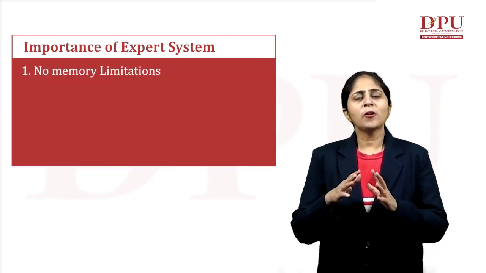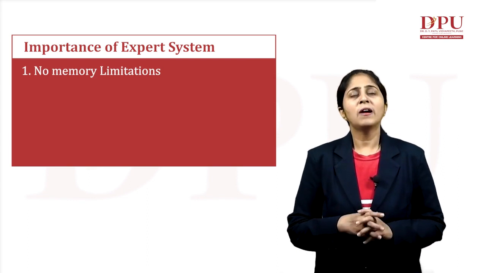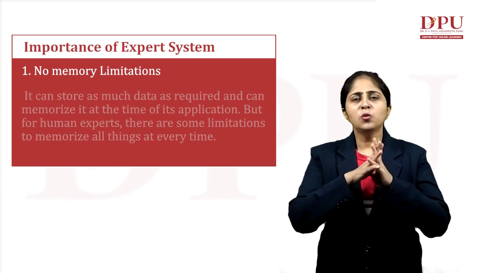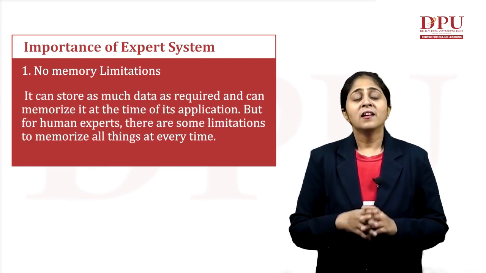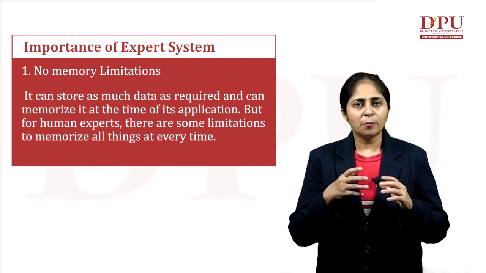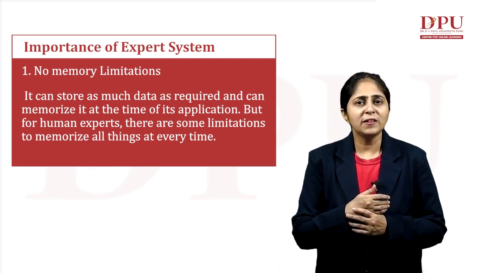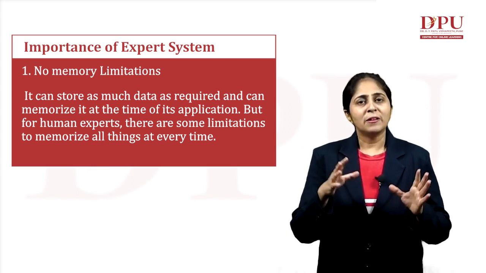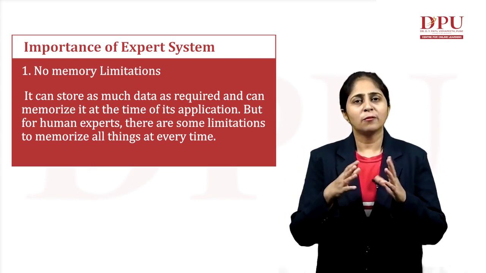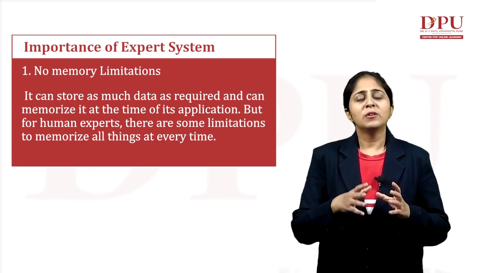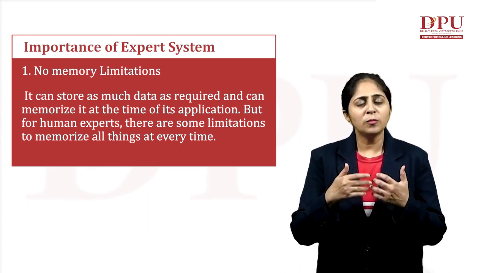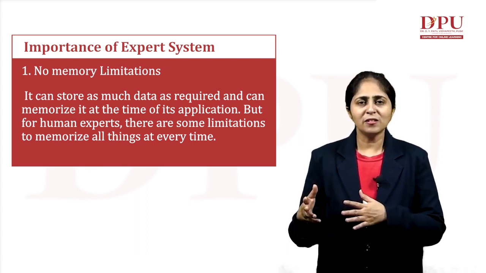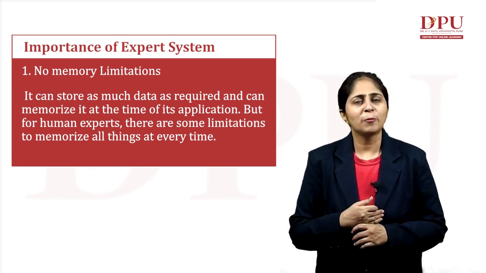Talking about the importance of expert systems, why is the expert system so important? The very first one is no memory limitation. Like we humans, if there's a person who is an expert in a certain field, he still has that limitation of memory. But when we talk about the expert system that we have built artificially, it can work in a very similar way to how a human expert works, and can provide us with conclusions in the very similar way any human expert would provide us.